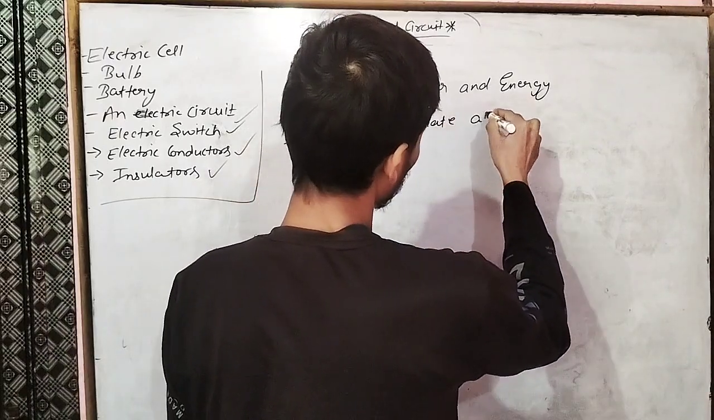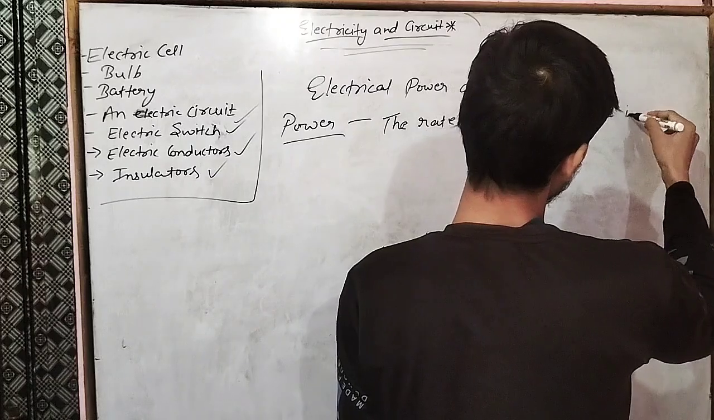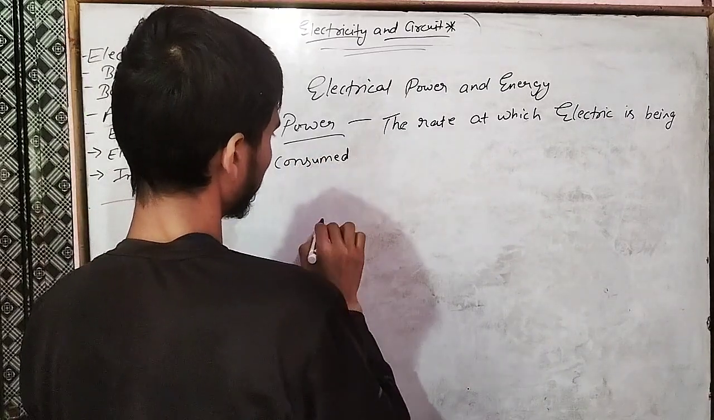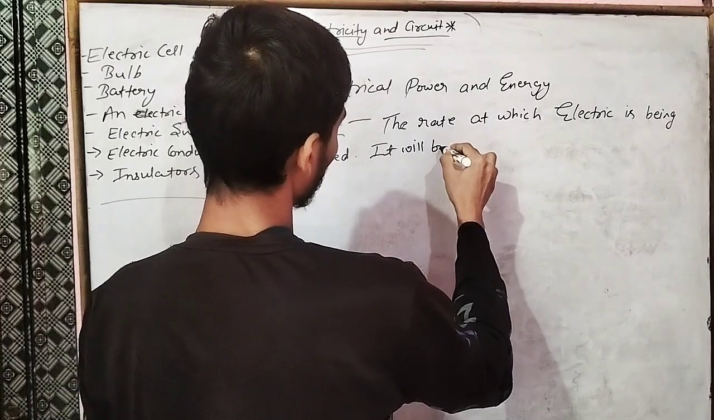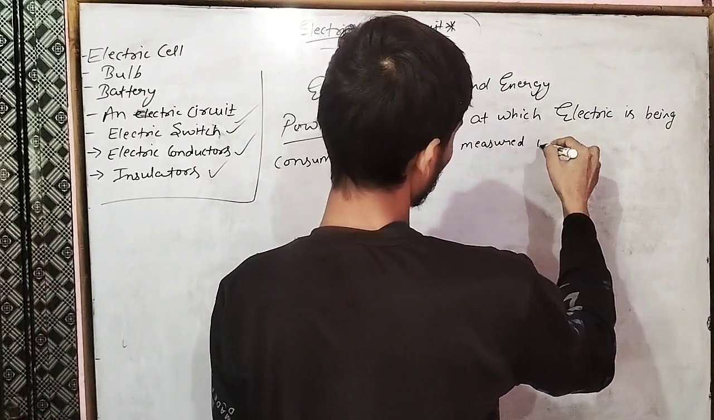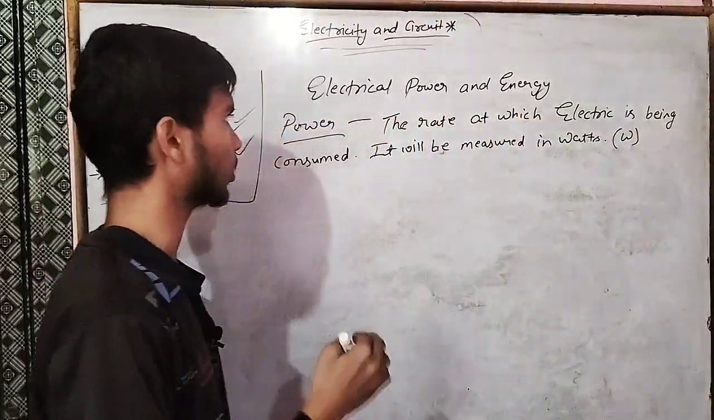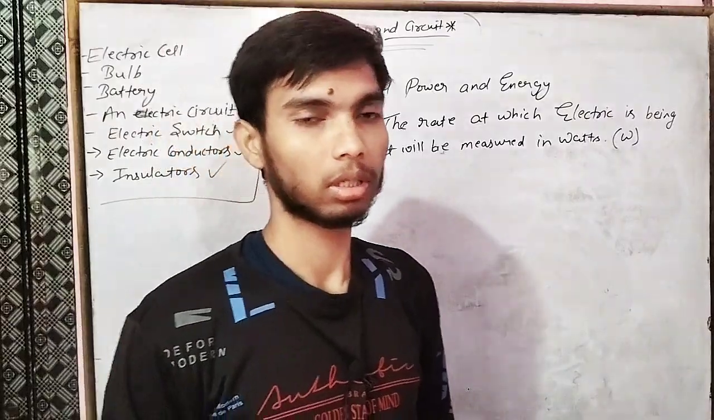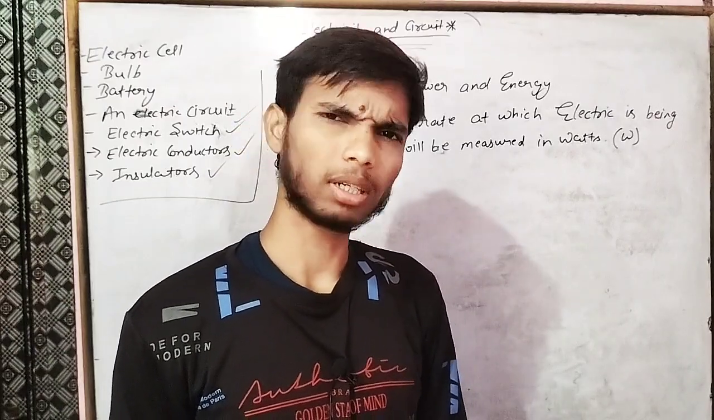The rate at which electricity is being used or consumed, clear? So it will be measured in watts, in short, W. So power says how much energy is being used, how much energy is consumed.